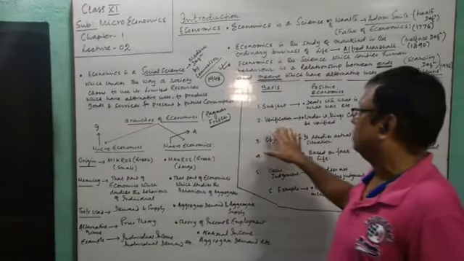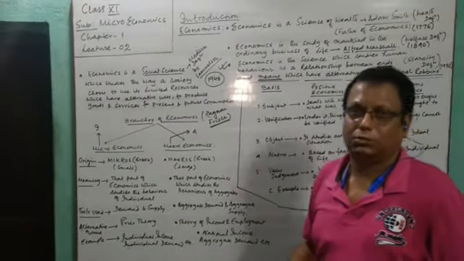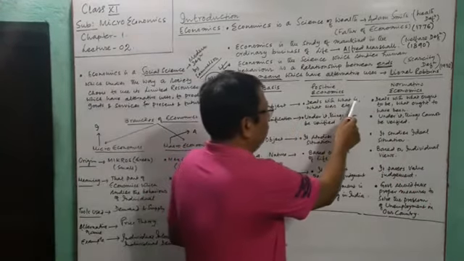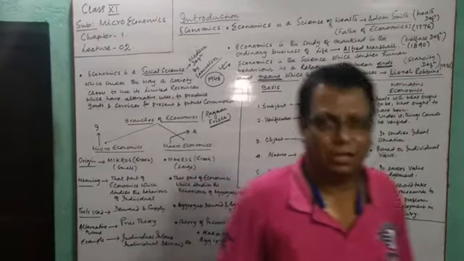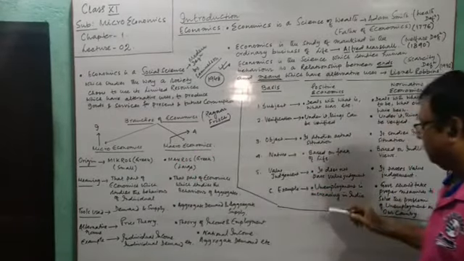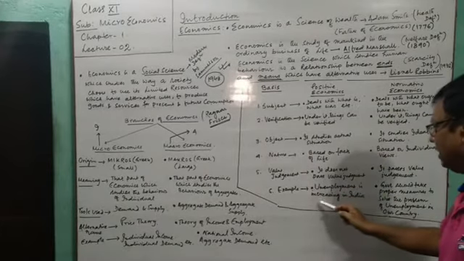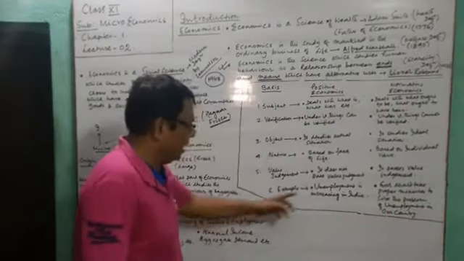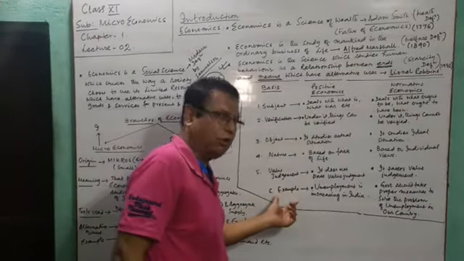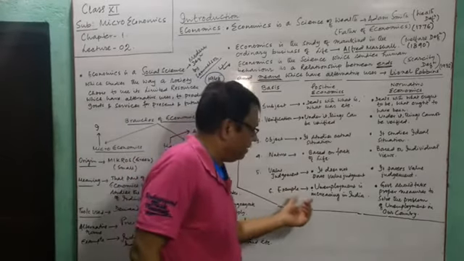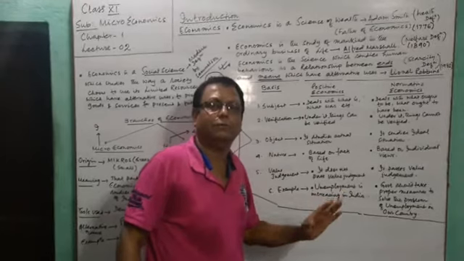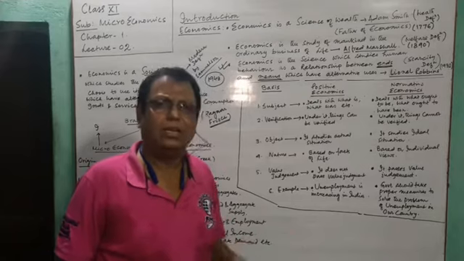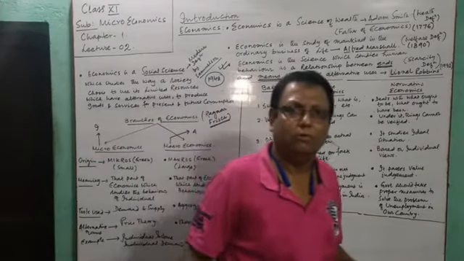Now, positive economics means what is, what was, what will be. It deals with what is, what was, etc. We will take an example. Unemployment is increasing in India. This is a statement I have given. Example: unemployment is increasing in India. Okay, fact. Do you know that unemployment is increasing in India? Yes, we know. How? We are finding it.